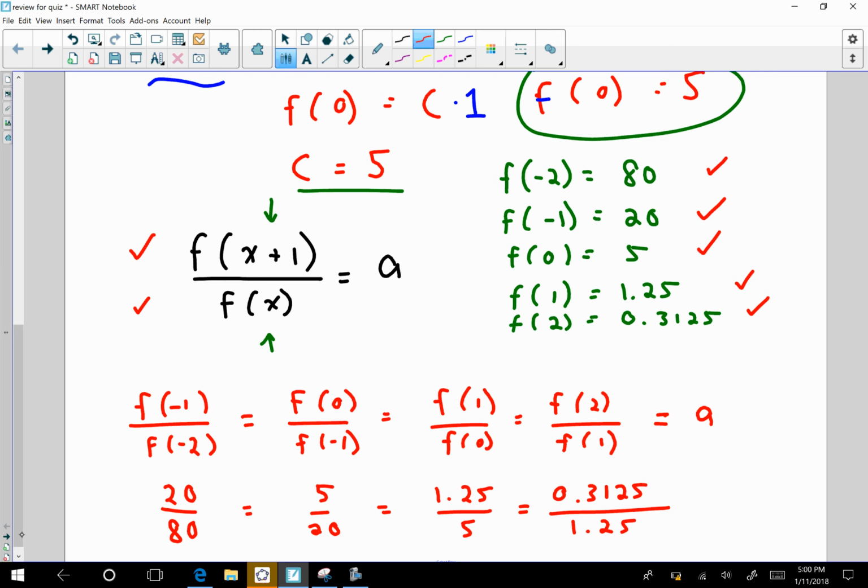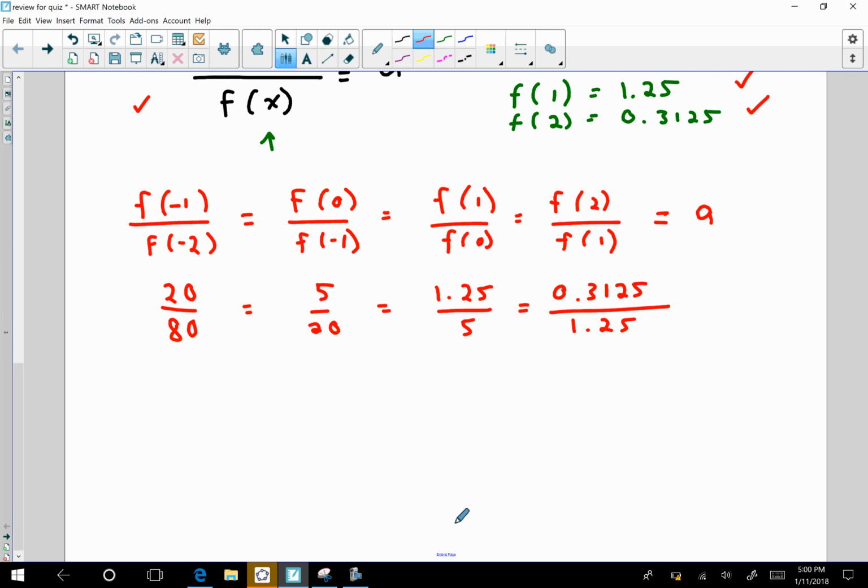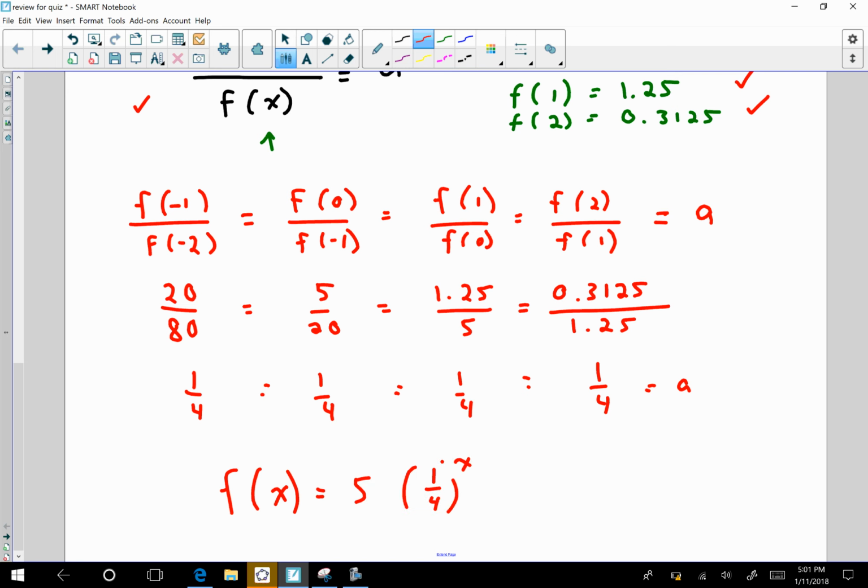And we can use whichever one we like here. And we can double check. If you want to check on your calculator, you can. All of these things equal 1/4. And all of those equal a. So now I have the rule for my exponential function. I have f of x, c was equal to 5, and a was equal to 1/4. So that's my rule. Please, please, please do not make this particular problem more difficult than it is. Let's go to another problem.